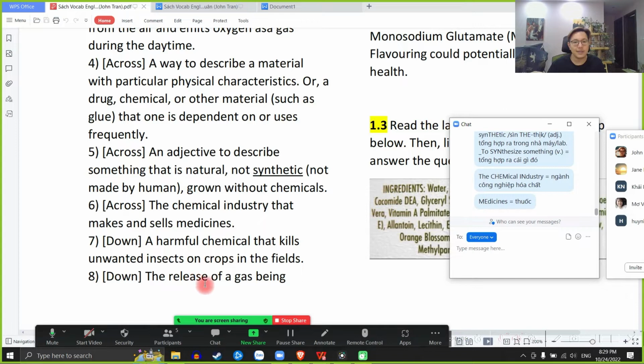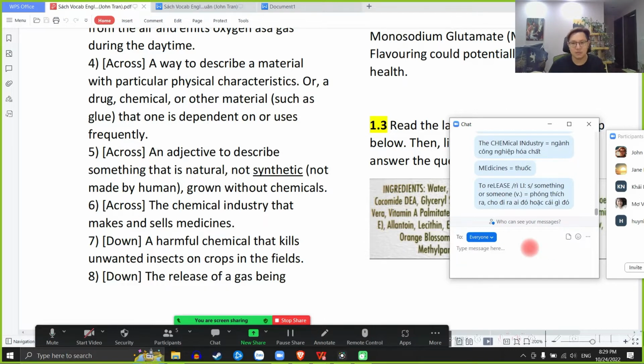Number 8. The release of a gas. So we have the verb to release. To release something or someone. Phóng thích ra. Cho đi ra ai đó hoặc cái gì đó. The release of a gas. Sự phóng thích ra một cái khí ga nào đó.